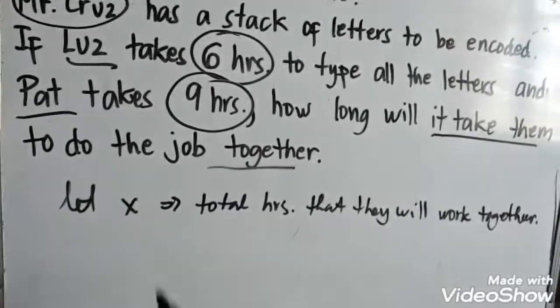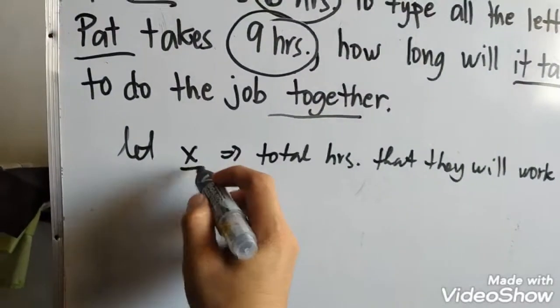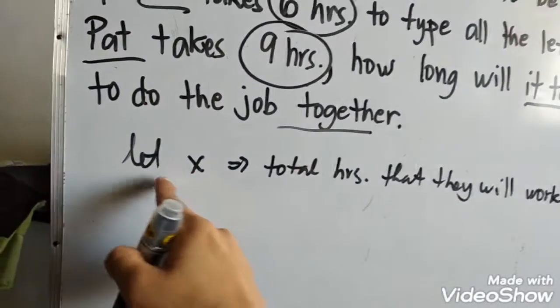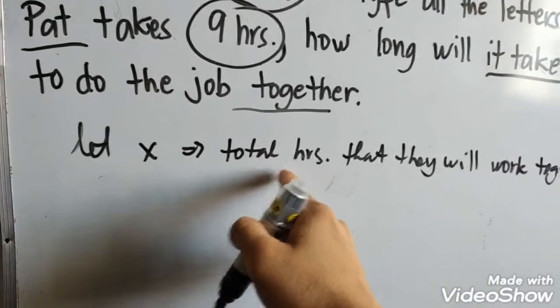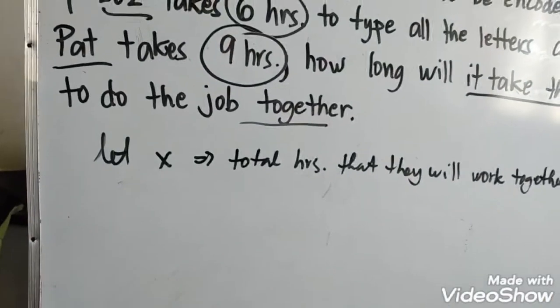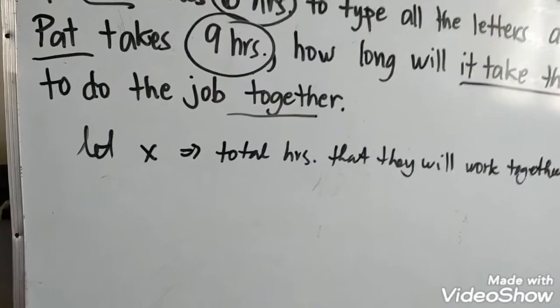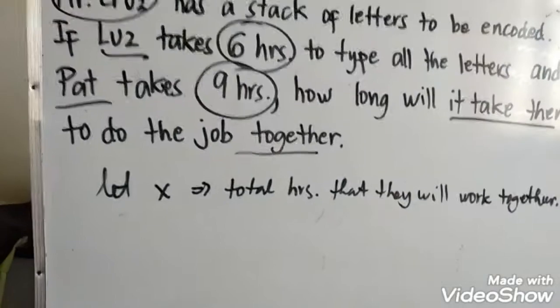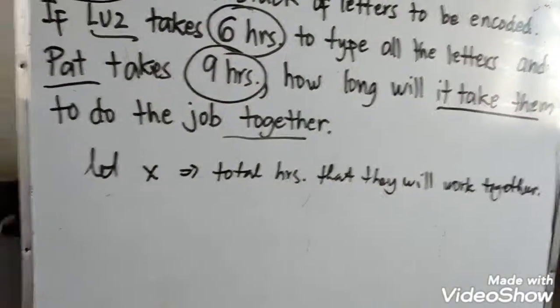Okay? So, we can represent X, no? We use the variable X. Ito yung total hours na gagawin nila yung trabaho. Dahil hindi nga natin alam, no? Siyempre, dahil dalawa sila, maaaring mas mapabilis. No? Ang tanong, ilang oras nilang gagawin?